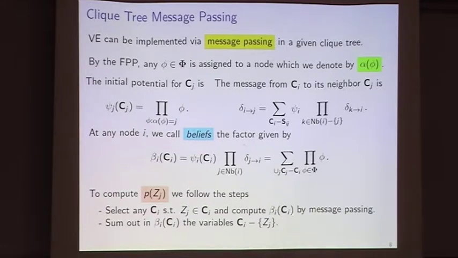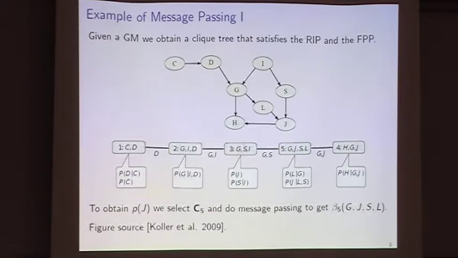We do the message passing and compute the belief in that node, and then we just marginalize the belief with respect to all the other variables that are not set j. So let's see how we can do this in a particular clique tree. Given a probabilistic graphical model, we assume that we have a clique tree for that model, and then we can do this message passing. If we want to compute the marginal of j, what we can do is select a node that contains that variable, and then do message passing.